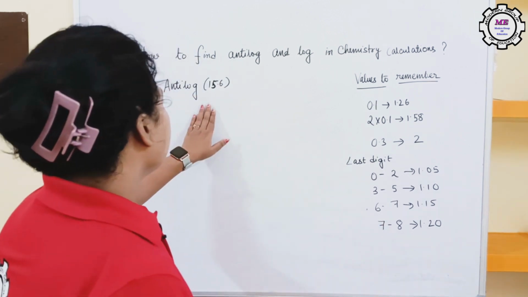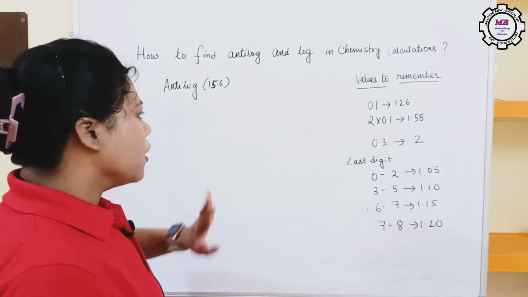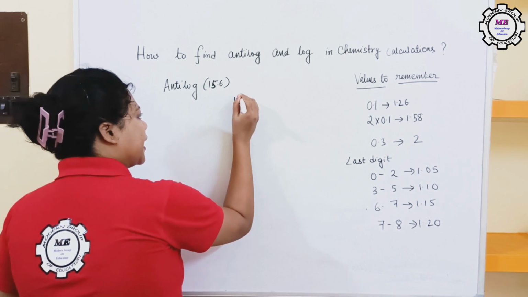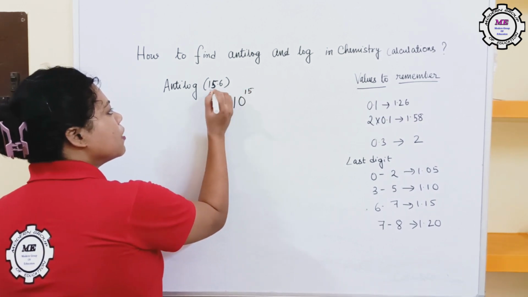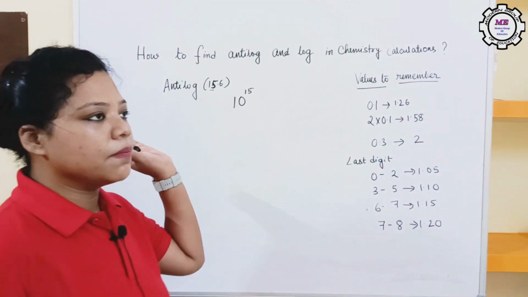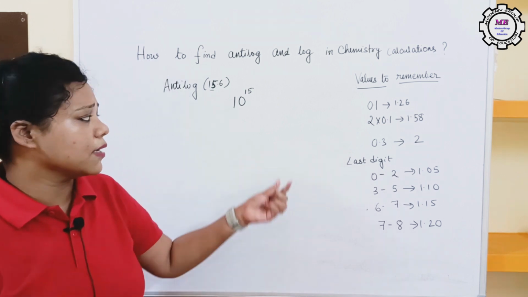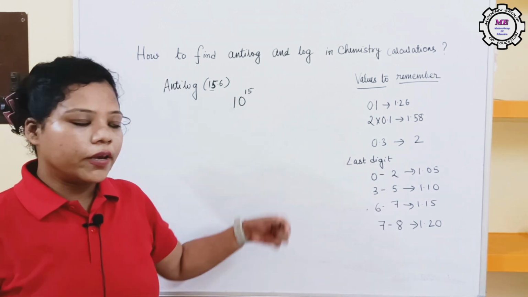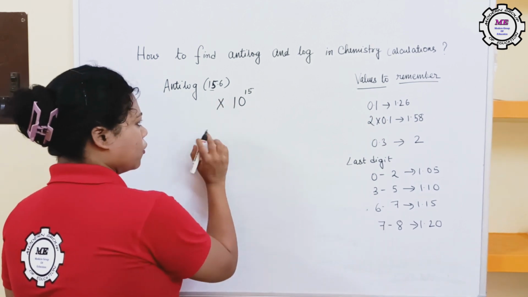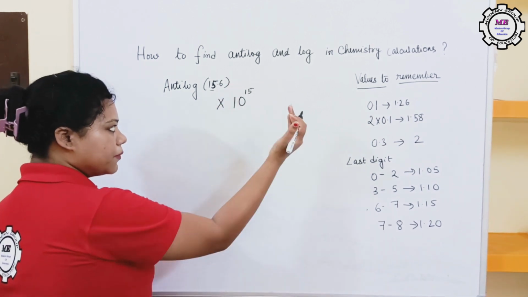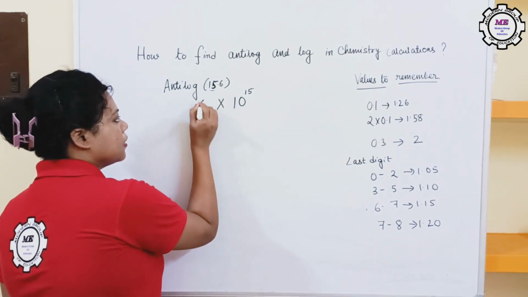Okay, so here we have antilog 15.6. What we have to do is first take 10, and whatever is the number before the point, whatever number is there, here it is 15, there can be 6, 7, 8, whatever number is there, you have to take as power. Okay, so 10 to the power 15 will be into something, okay, this will come as something into 10 to the power 15. Okay, so 0.6 here I have written.